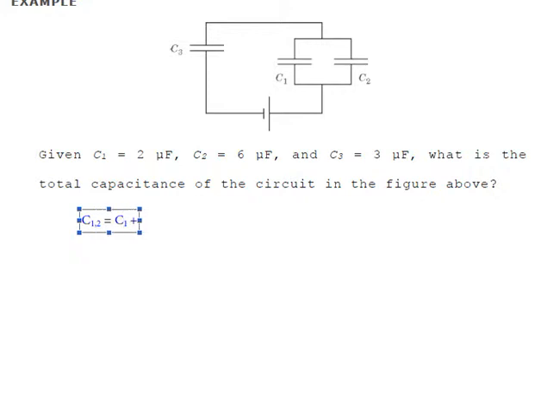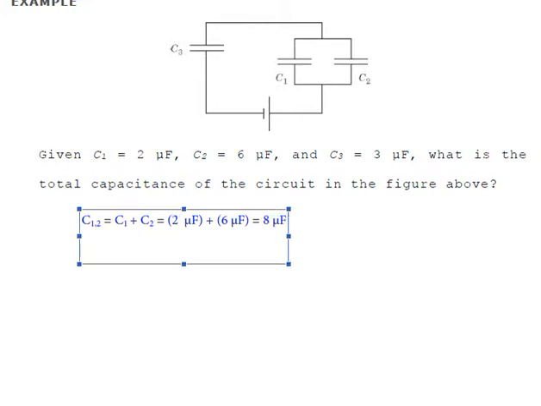So it would be C1 plus C2. So that's just going to be, let's see, 2 microfarads plus 6 microfarads. So altogether we have 8 microfarads in that parallel section. Alright, so now that we have this simplified to just one equivalent capacitor, we can add C1 and 2 to C3 since now they're in series.